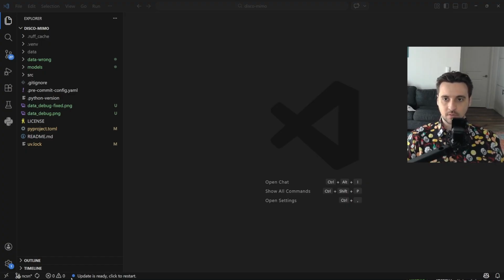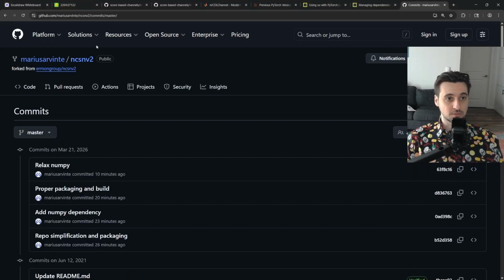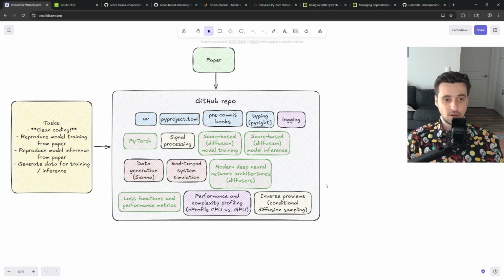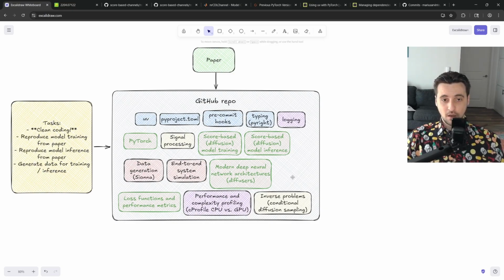We're back, and last time we made a lot of progress. Let's take a recap of the diagram: we fixed the data for good, and we also fixed the training because of that. And we didn't even actually use the exact model architecture from the paper.